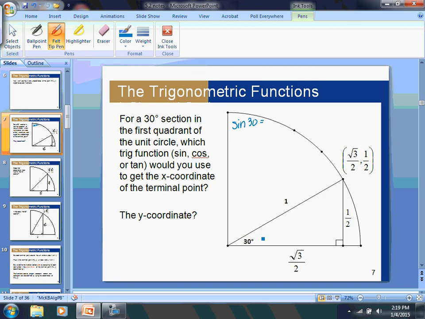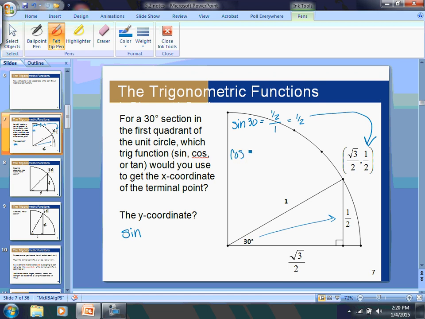Okay, so sine is going to be opposite. So remember, that's the side that's directly across. And then our hypotenuse. So it would be 1/2 over 1. Well, that's just 1/2. Well, the 1/2, hey, that's my y coordinate. So if I took the sine of 30 degrees, I get the y coordinate in that terminal point.